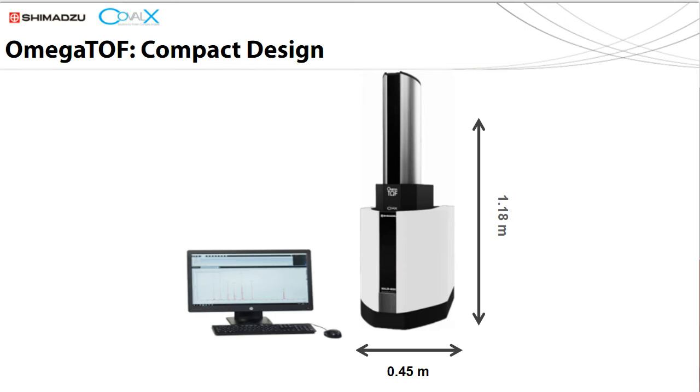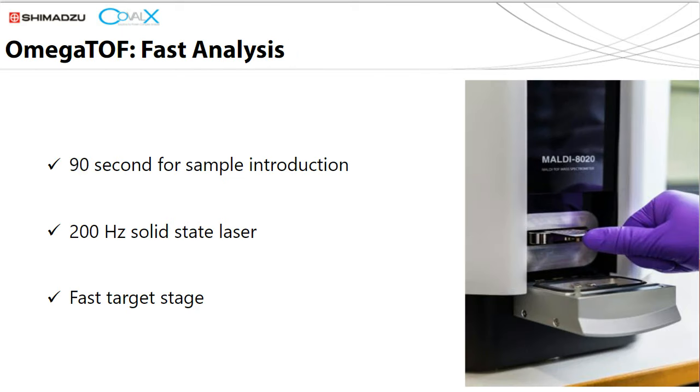Again, this is a benchtop instrument, so it's a very small footprint, less than half a meter wide, by just over a meter, 1.18 meters high. So it fits nicely onto a desk-sized platform with the PC next to it or in another room for ease of use. One of the benefits of this latest benchtop platform is very fast sample introduction, about 1.5 minutes, so you can rapidly switch between target plates. Each target plate can handle multiple samples, so a very high throughput process.